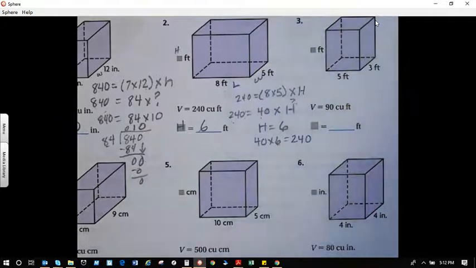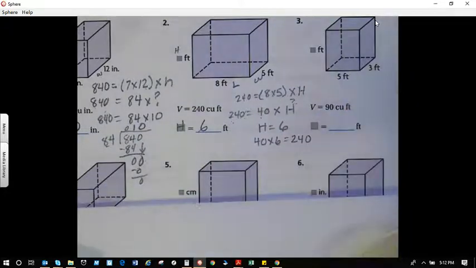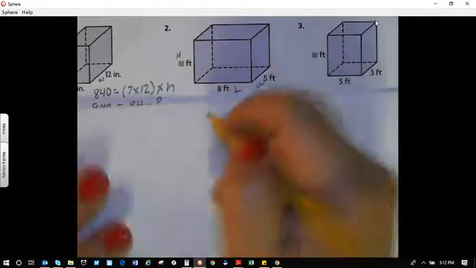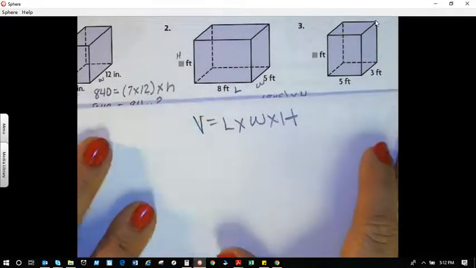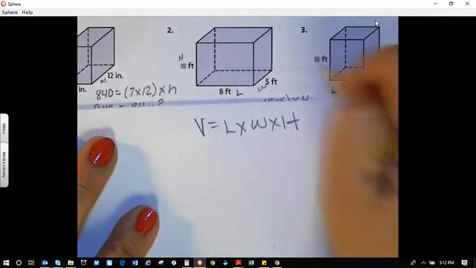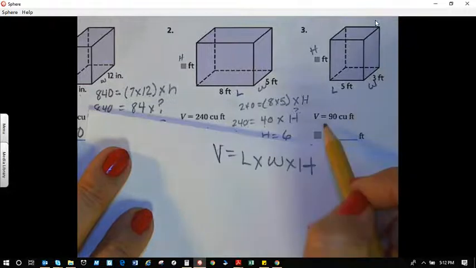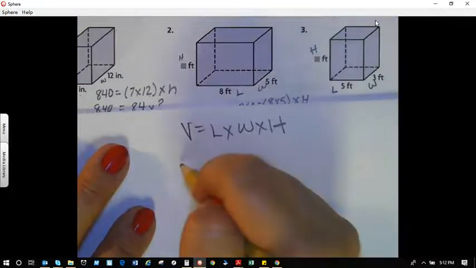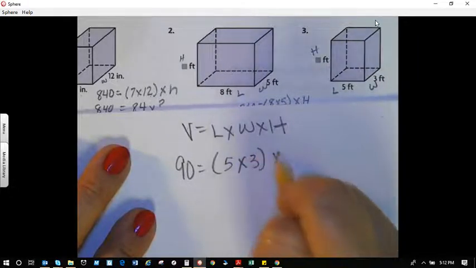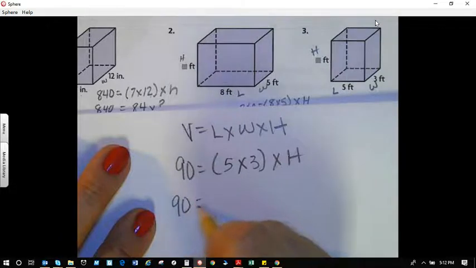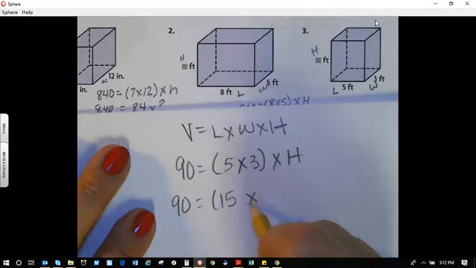Number 3, I have V equals 90. So I'm looking at my length and my width. So I'm going to come up here, and I have V equals length times width times height. I'm going to plug in my numbers. This is my length, my width, my height. I said that it was 90 cubic feet. So this means it's 90 equals length is 5 times 3 times whatever H is. So 90 equals 15 times H.